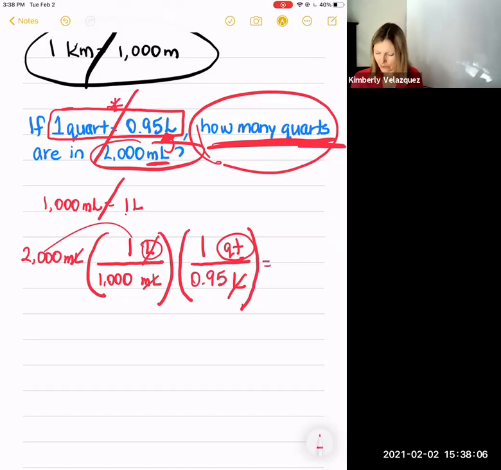it comes out of my calculator to be 2.105. I could round this to 2.10 or just 2.1. But either way, you want to include the units. So I'm going to say it's 2.1 quarts.